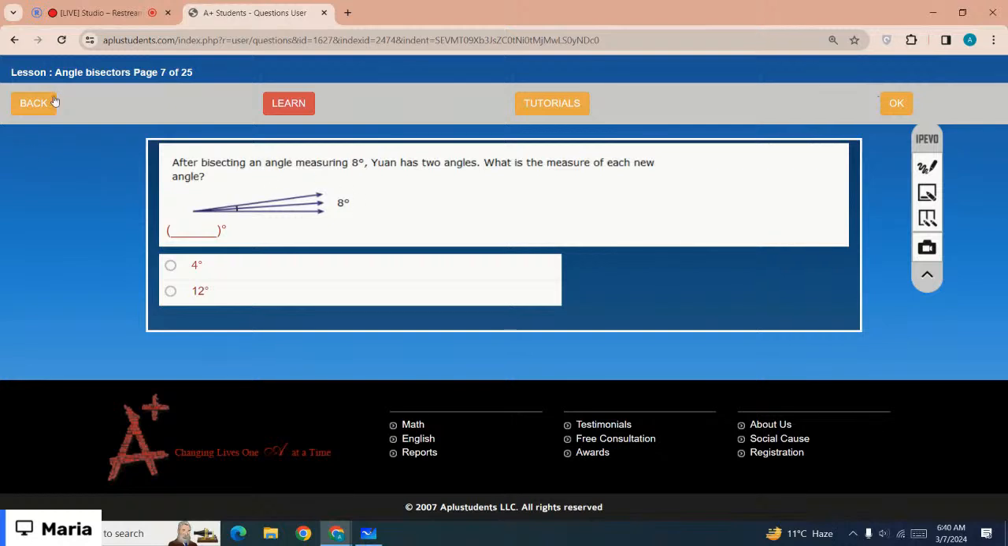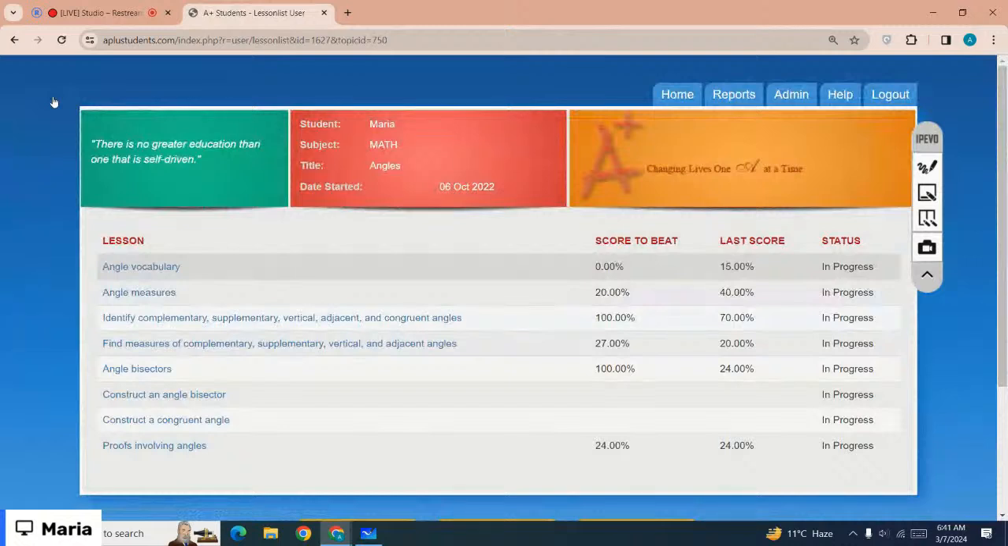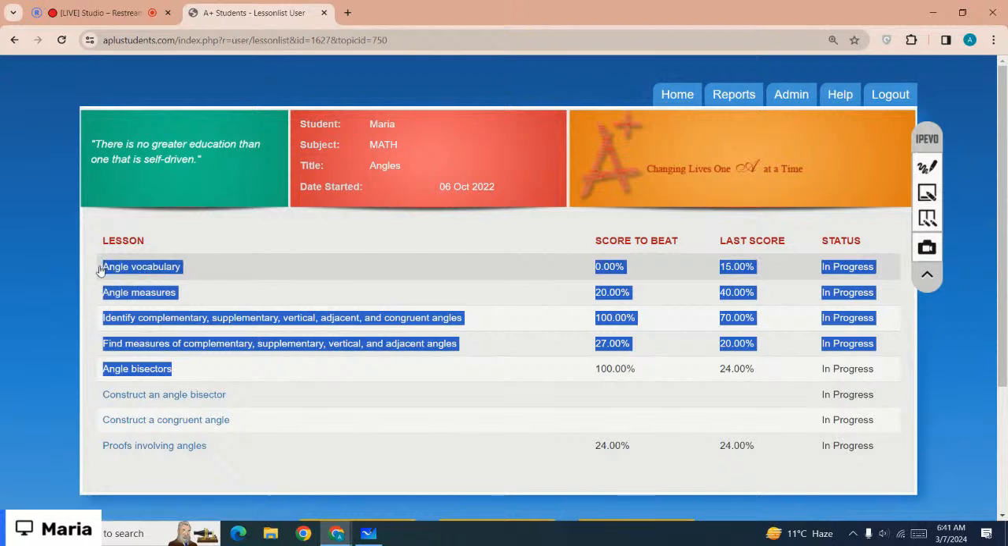So, we were working on grade 10 math. The chapter we were working on is angles, and the lessons we have covered today are angle vocabulary, angle measures, identify complementary, supplementary, vertical, adjacent, and congruent angles, find measurement of complementary, supplementary, vertical, and adjacent angles, and the one we have just covered is angle bisectors, right?